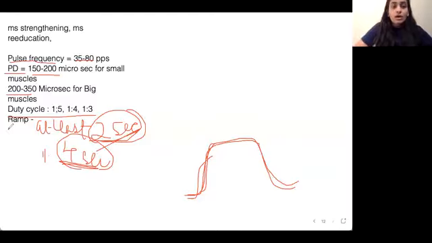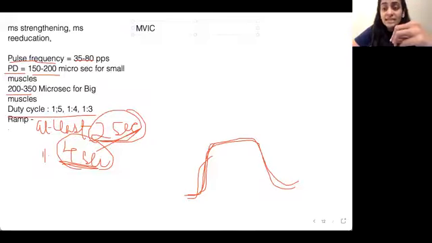Okay. Now, the next thing is, does anybody know what MVIC is? MVIC is something that we're going to use to identify the amplitude. So what is the MVIC? Yes, maximal voluntary isometric contraction. It's the maximum voluntary isometric contraction that you get. That is your MVIC. Now, when you strengthen, you have to strengthen them at a percentage of their maximum MVIC.